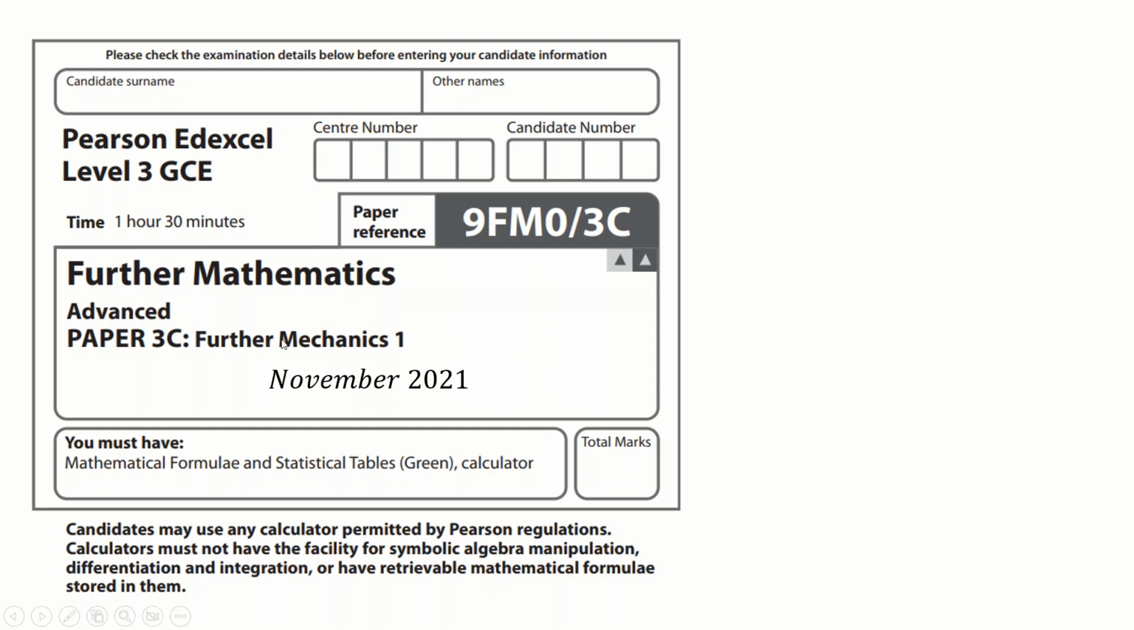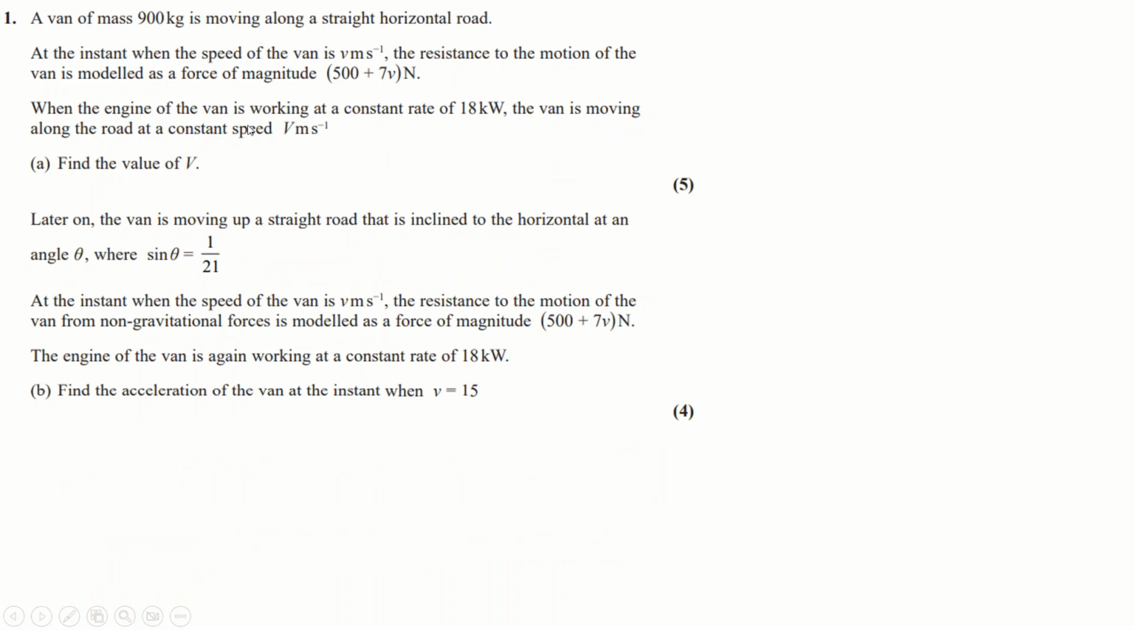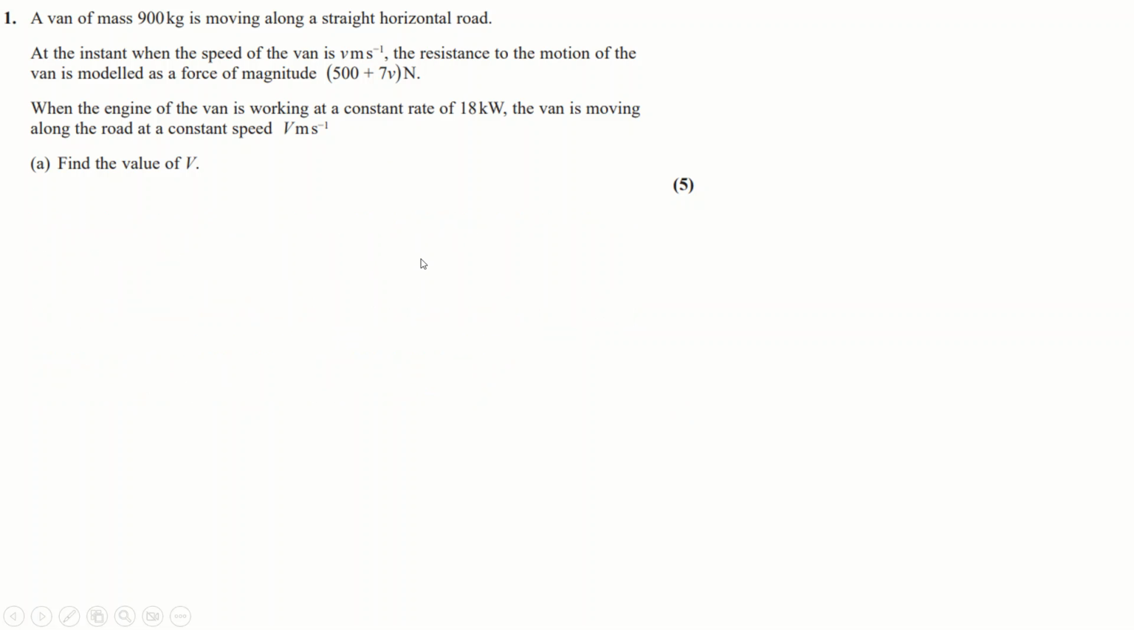The Pearson Edexcel FM1 Further Mechanics 1 from November 2021. Let's just go straight into it. We've got a question here about a horizontal road, then an inclined one, so I'll draw the horizontal one first.